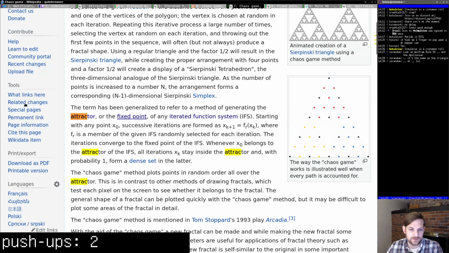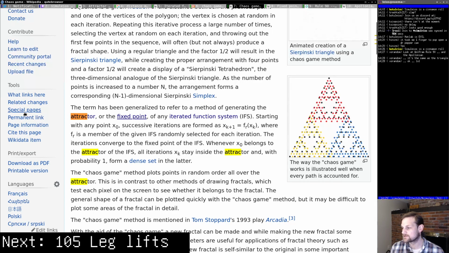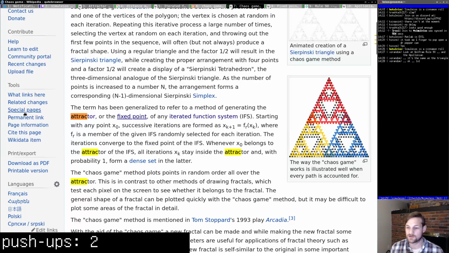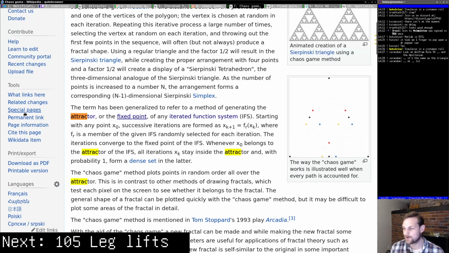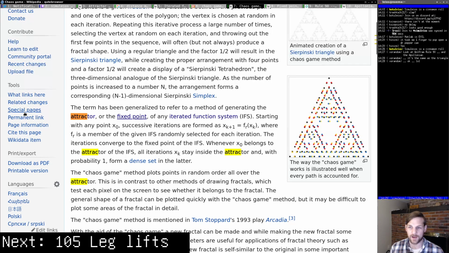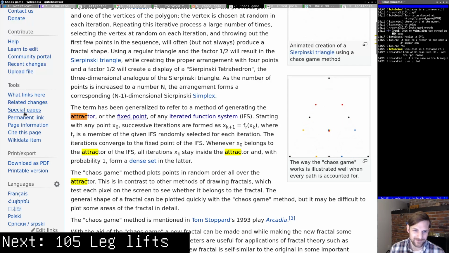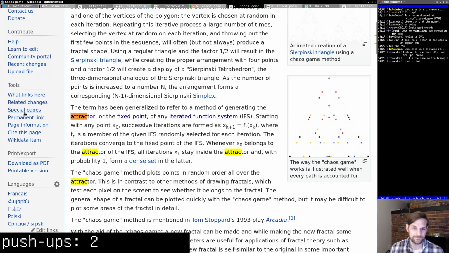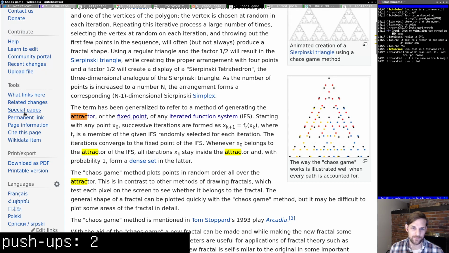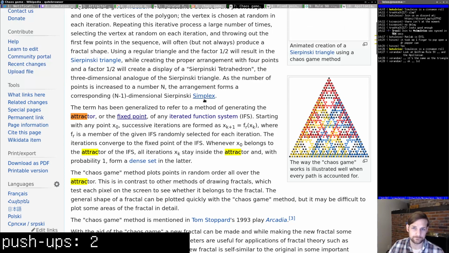And yeah, so now my next question is, can you tell from the set of functions itself what the attractor will be? Like, can you tell from the point plus a over 2, point plus b over 2, point plus c over 2, that that's going to give you the Sierpinski triangle? And I have no idea. I have no idea whatsoever. So let's see, starting with any X, no, this is just a description of the chaos game.